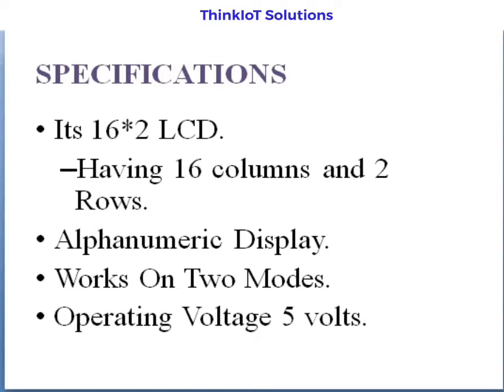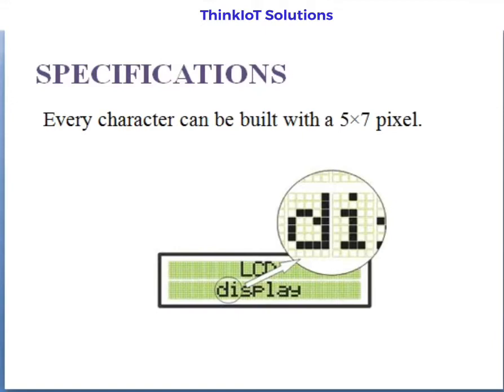It works in two modes, that is 8-bit mode and 4-bit mode. Meaning I can select the minimum or maximum number of data lines of the LCD, minimum 4 lines or else 8 lines. It operates at a voltage of 5 volt. Each character in a column uses a 5 by 7 pixel matrix to display a single character.